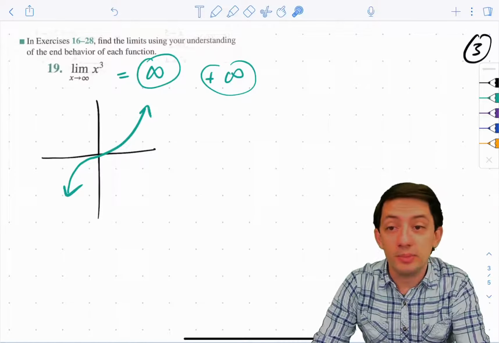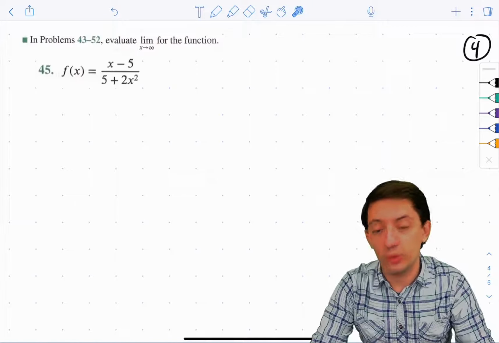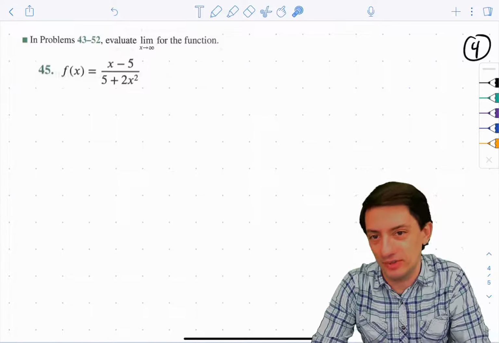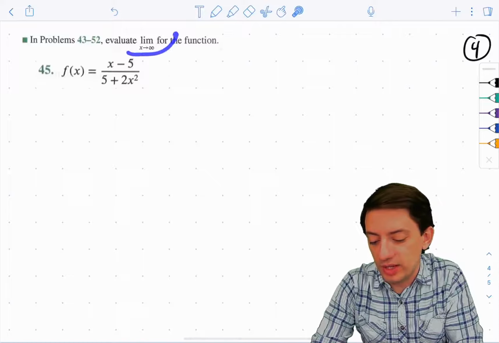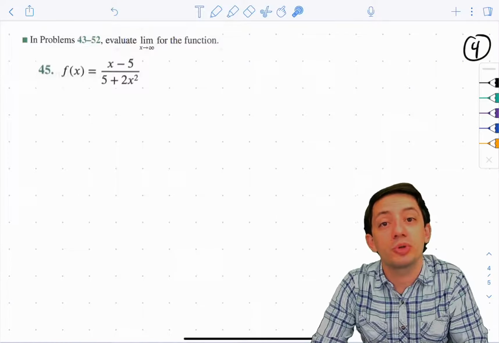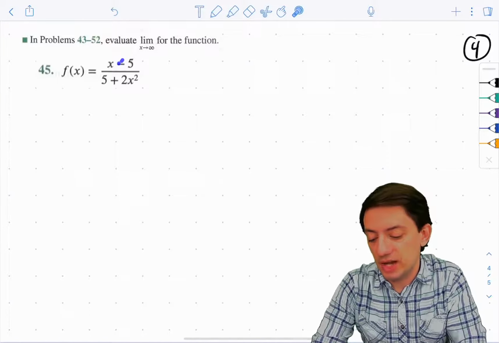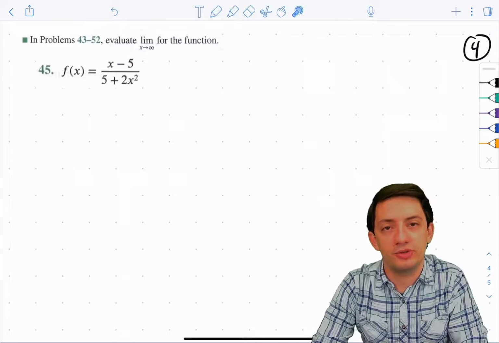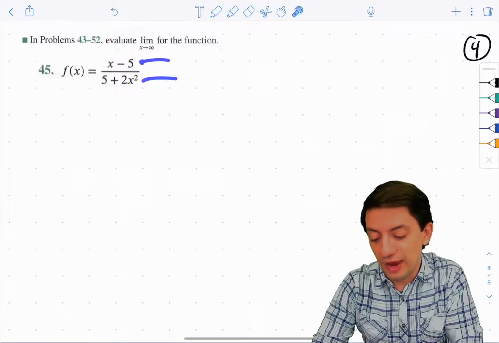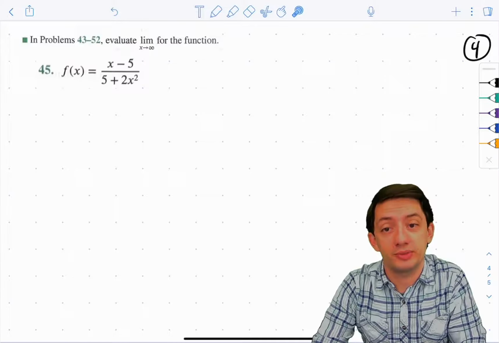Okay, this is going by quickly. We've just got one more problem. We've saved the hardest one for last, although I promise it's not too hard. The question is to evaluate the limit as x goes to infinity of this function. So we're looking for the end behavior. This is not a polynomial, but it's one of those rational functions that we also saw in section 1.6. It's the fraction of two polynomials.